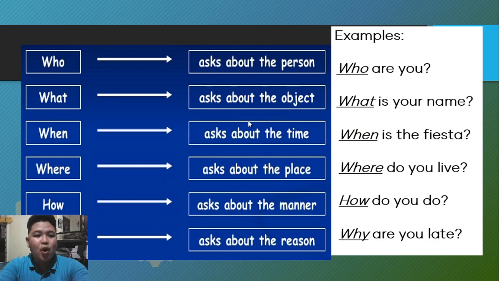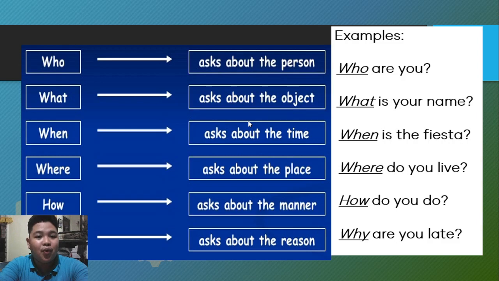So when you say who, this asks about the person. What asks about the object. When asks about the time. Where asks about the place. How asks about the manner. And why asks about the reason.